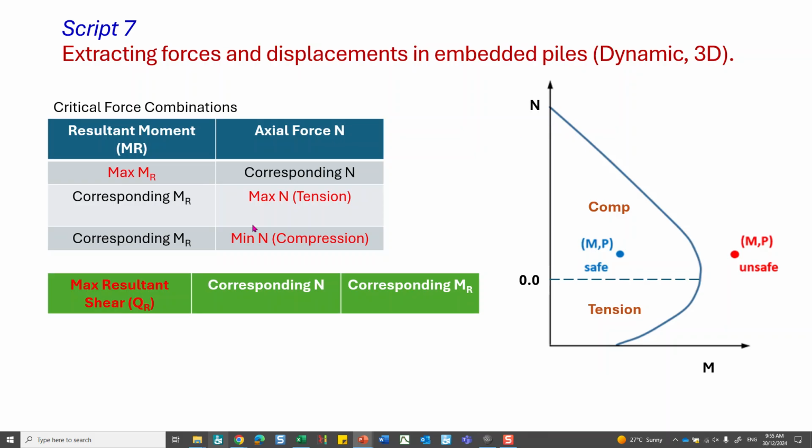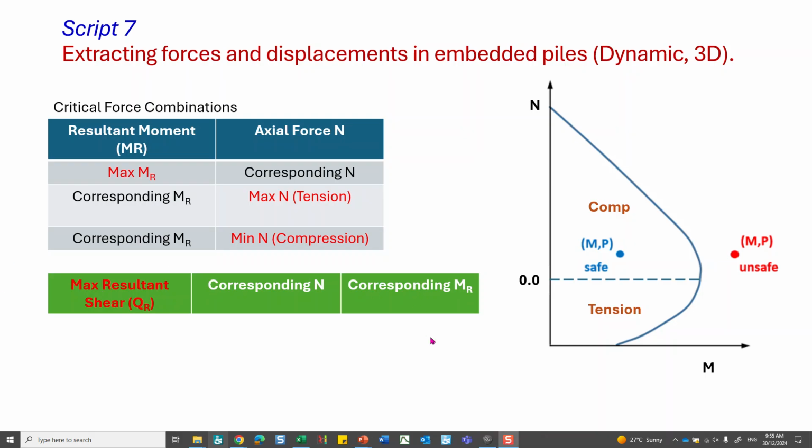But I also need to check the shear force. So there is a third case. It's not related to this in particular, but it will be needed for the structural check of shear. So I will get the maximum resultant shear, that's Q resultant, QR, and I will get the corresponding N and the corresponding MR.